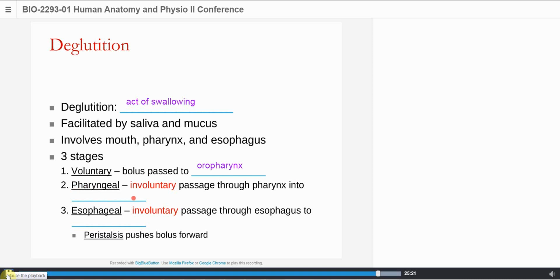The pharyngeal stage is the involuntary passage through the pharynx into the, where? Next, esophagus. And then the esophageal phase is involuntary passage through the esophagus to the stomach. And that's facilitated in the lower part of the esophagus, well, the higher part too, by peristalsis. So peristalsis, we'll describe again later, but it's a type of motility that propels something towards the end of the tube, like propels it down.